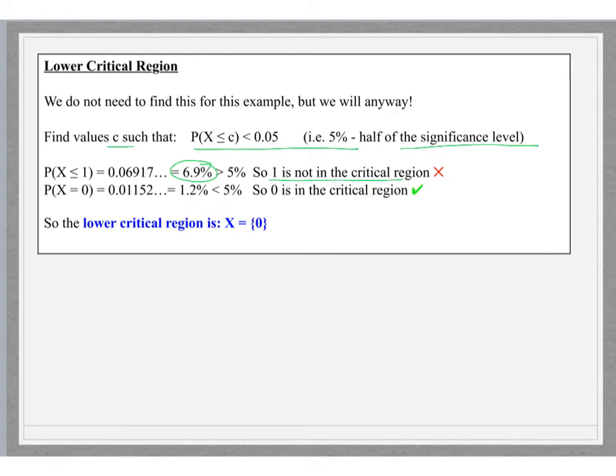This then leaves 0. There are no values lower than 0, so we wouldn't write the probability that X is less than or equal to 0. We just write the probability that X equals 0, which is 1.2%, which is less than 5%, which means 0 is in the critical region. So our lower critical region simply consists of the value 0.